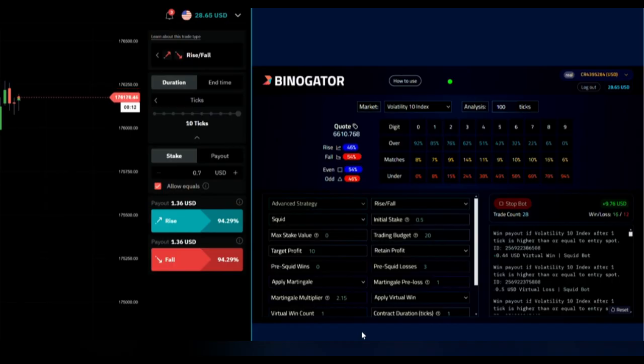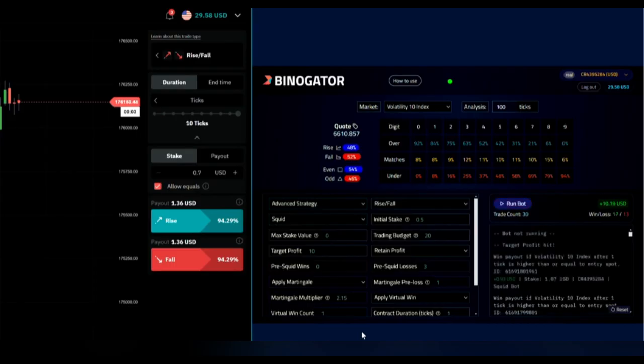I will just make sure you look at the settings very well and pay attention to everything. I will advise you to watch the video over again. So now we have $10 profit, so the bot will automatically stop itself after target profit.